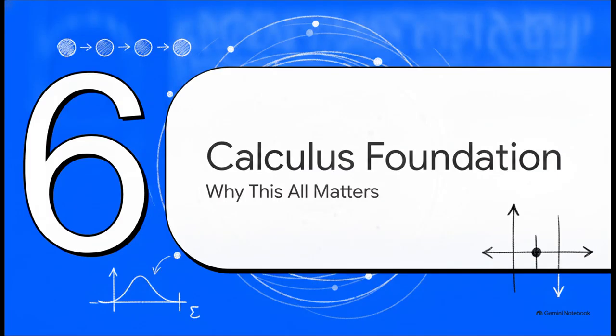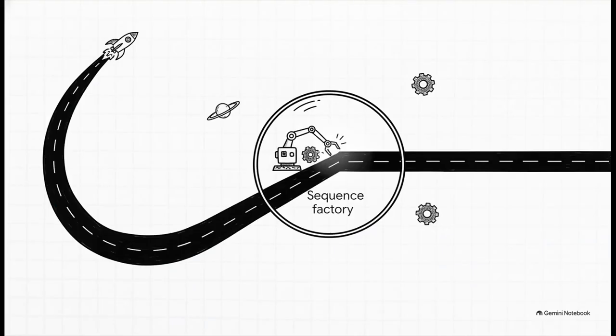Section 6, the foundation for calculus. Why this all matters. So the crucial point is, why did mathematicians go through all this trouble to define sequences, epsilons, and absolute values in the first place? It all comes down to calculus.